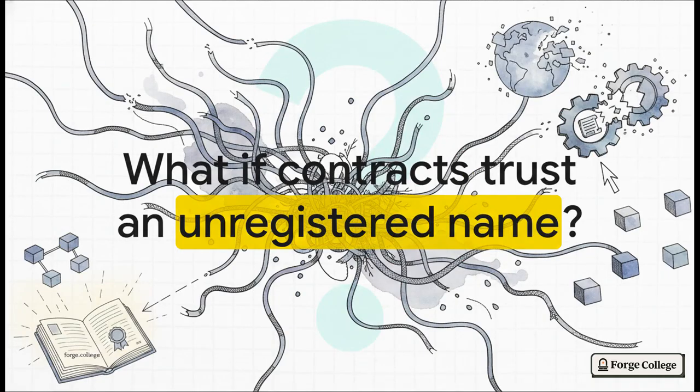What actually happens to your dApp's user experience if your contract just blindly trusts an unregistered ENS name? Think about the massive cascading failures that could cause, especially as we head into our next lesson on front-end integrations.